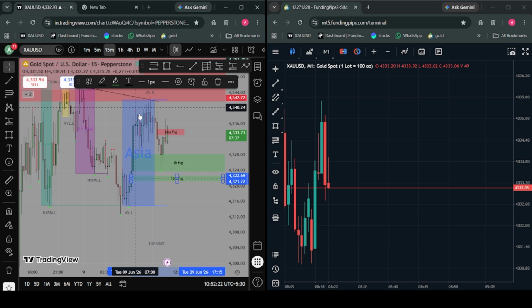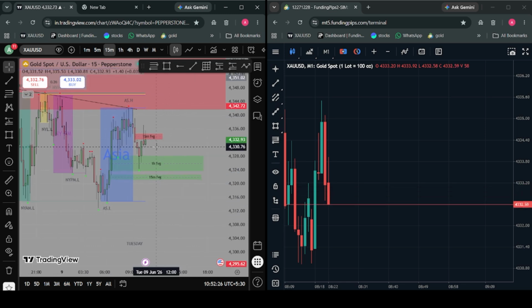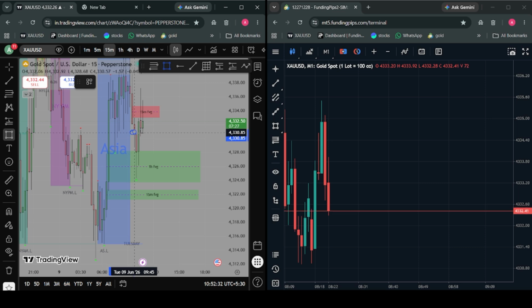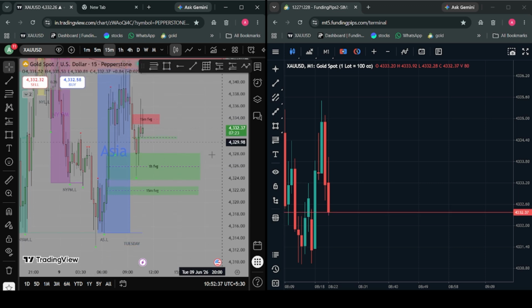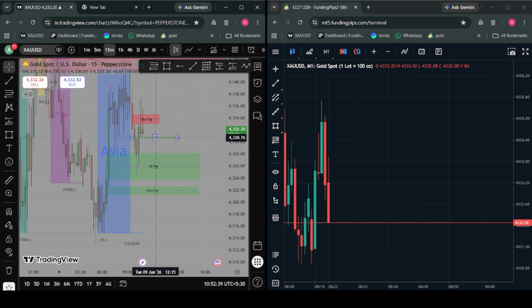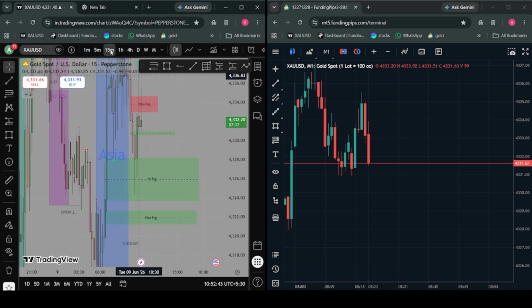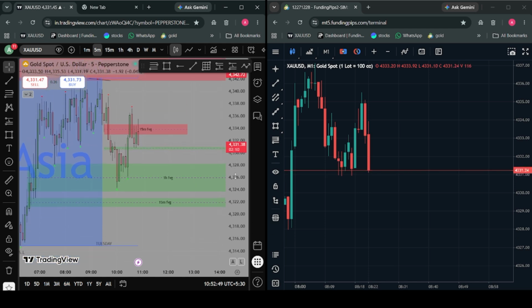So let's see, and there is even a small fair value gap right here. So let's see how the price reacts. We have got like one reaction of it. Now we can maybe wait for the second one. Let's see, 5 minute has something to offer.